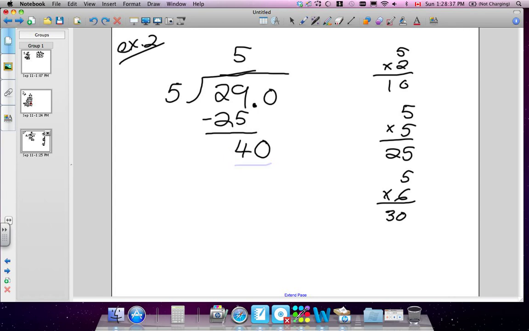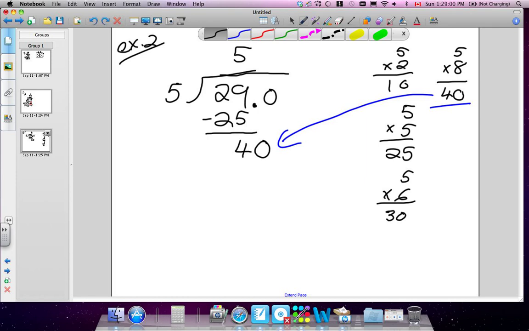So then, do the multiples of 5 again? Sure. I think 5 times probably 8. Let's give that a try. 5 times 8. What is 5 times 8? 40. Works perfect. It goes in 40, right?